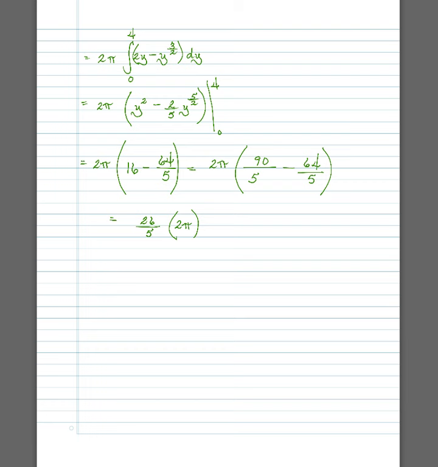Let me see. I'm back now. Okay, I see. I made an arithmetic error here. 5 times 16 is not 90. 5 times 16 is 50 plus 30, which is 80. So this should be an 80 here. So we get 80 minus 64, which is 16. So we get 16 over 5 times 2 pi, which is 32 pi over 5. So again, we got the same answer with both methods.